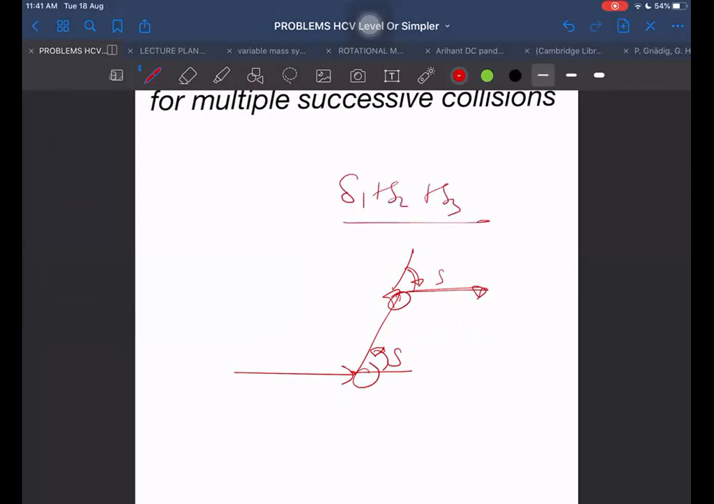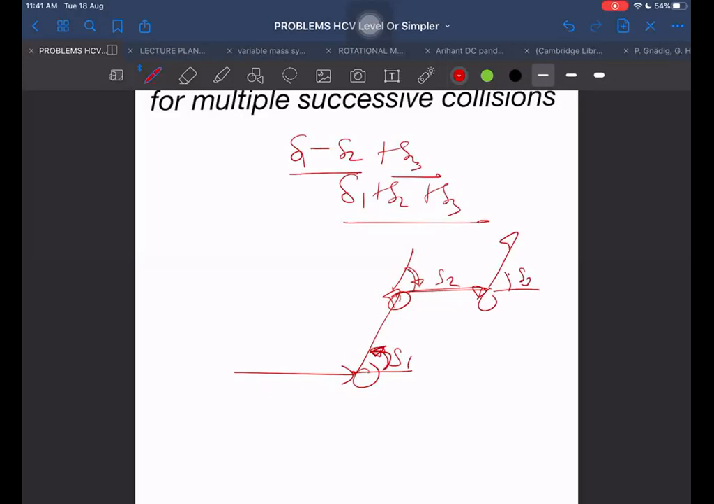That will not happen to find out the net deviation. Net deviation may be first deviation minus second deviation plus third deviation. Sometimes it may be like this also. So what is the net deviation overall? It will come out to be delta 1 minus delta 2 plus delta 3 in this case.